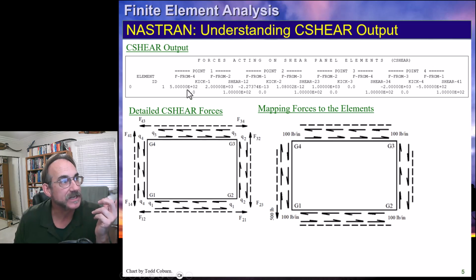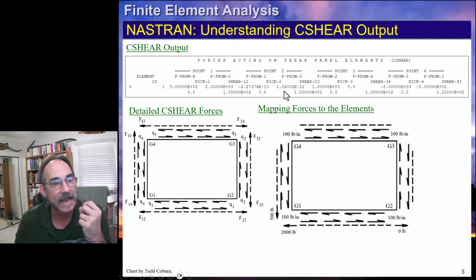This 500 is positive. That doesn't mean up. That means it's pulling away. If we go back to our definition of the forces, positive corner forces pull away from the panel. This is positive. If we go to our second one coming from node 2, it is also positive. That's pulling away. At node 3, that's essentially 0. I'm going to show that as pulling away. And 0, which I'm going to show as pulling away. Then we have 1,000 positive, so it's pulling away.